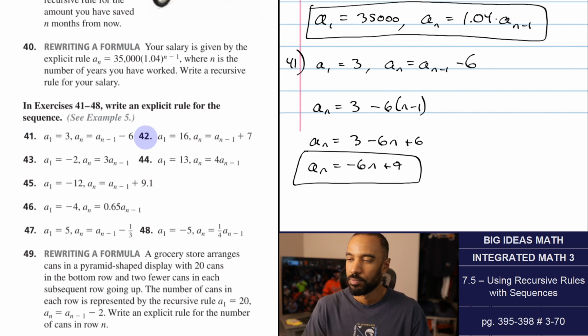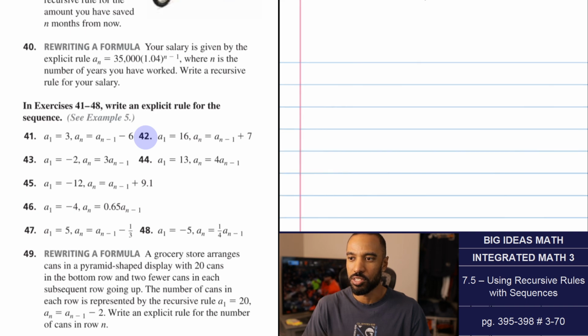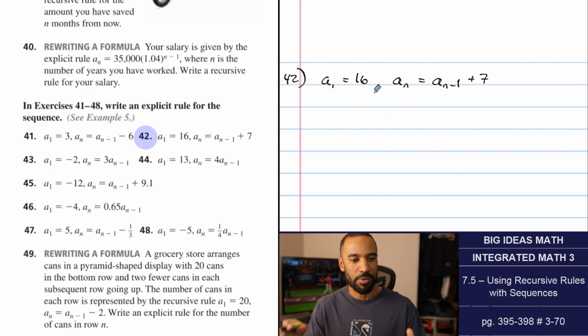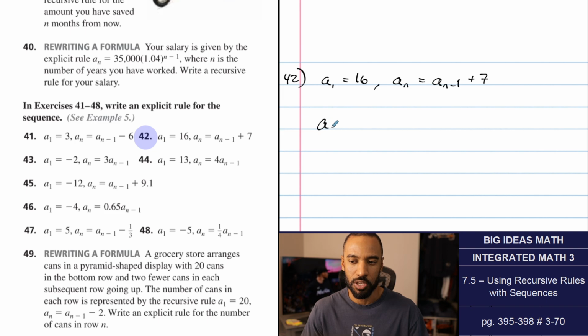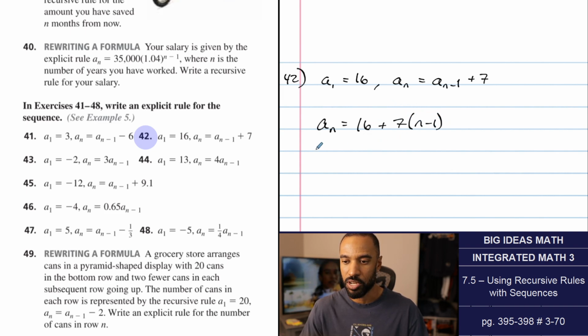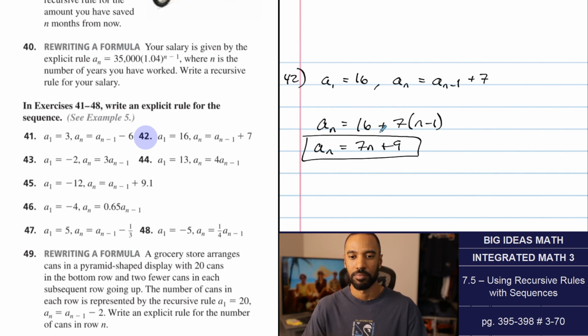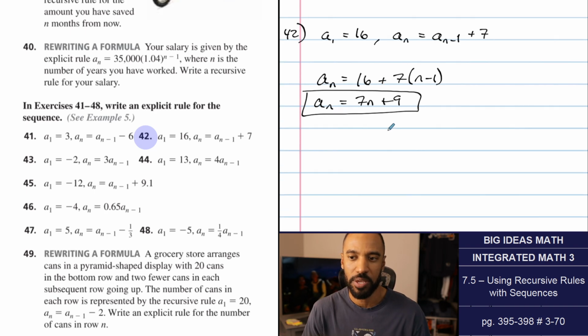Number 42, also an arithmetic sequence because it says you're adding 7 each time from the previous value starting from 16. So we're going to show exactly that regarding our explicit rules, a sub n minus 1 plus 7. And I want to get into that notion of being quicker over time. So let's actually do it for this one. A sub n equals, I'll do 16 plus 7 times n minus 1. If I distribute 7, it's 7n minus 7. And 16 minus 7 is 9. So this becomes 7n plus 9.